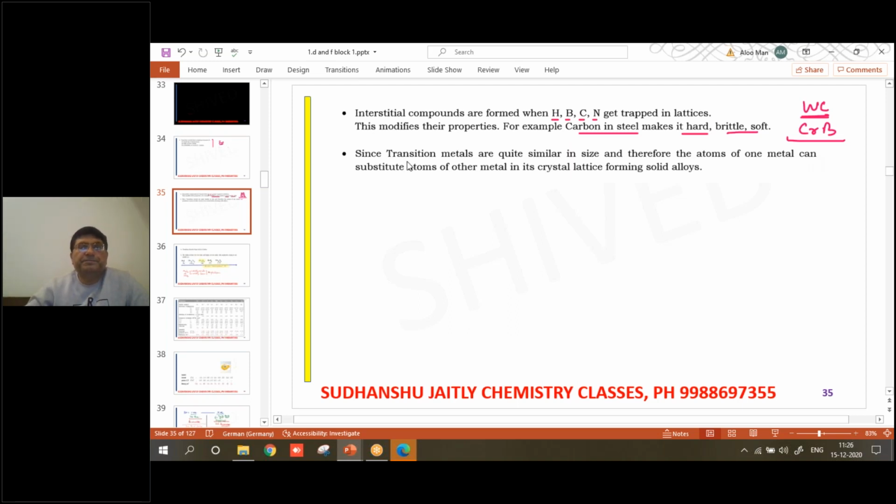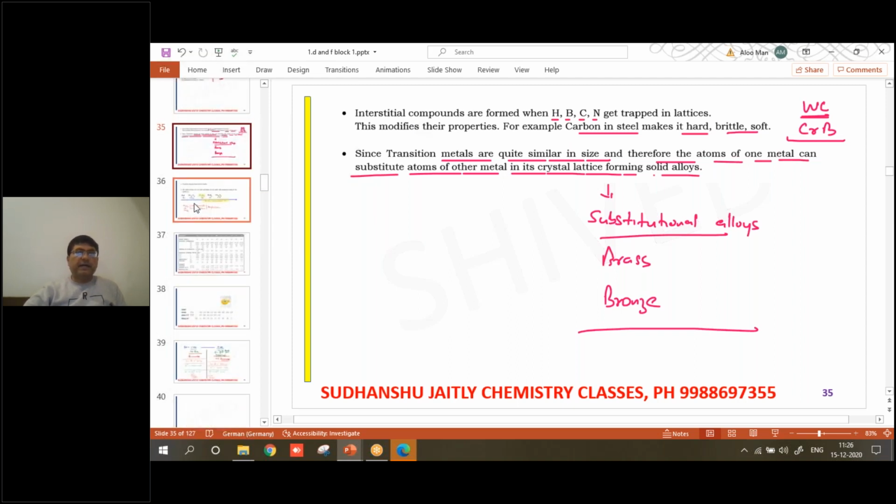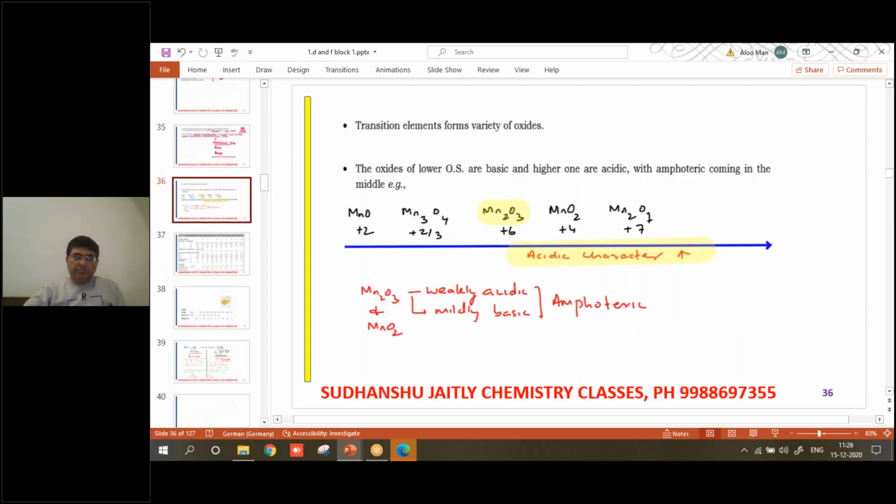Since transition metals are quite similar in size, atoms of one metal can substitute atoms of another metal in the crystal lattice, forming alloys. These are known as solid solutions, substitutional alloys. Brass, bronze, and more. The ones above are interstitial alloys, where the smaller atom gets trapped in the interstitial site.